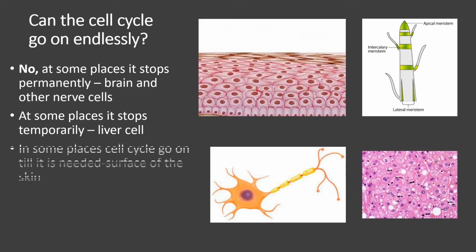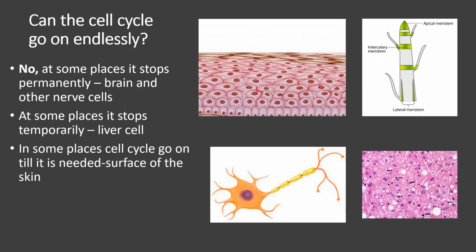The next point, in some places cell cycle goes on till it is needed. Surface of the skin. Here you can see epithelial cells of the skin. The cell cycle goes on till it is needed.